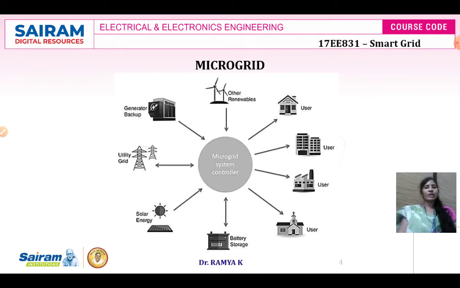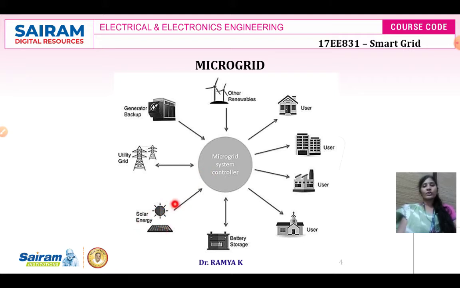Next is the microgrid. Here you can see the structure of the microgrid. A microgrid will have the system controller. It has the utility grid. It is the normal grid where we get the EB supply. Then, due to renewable energy sources, there will be power generated. Here solar energy is one renewable energy source, and wind energy is another. Using these two resources, power will be generated.